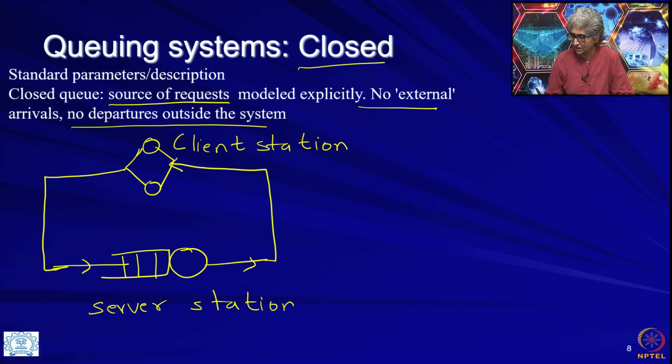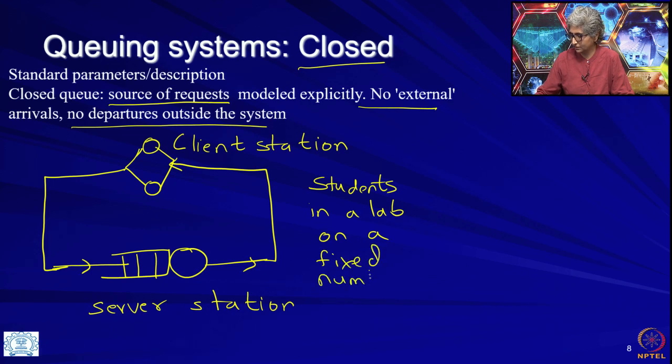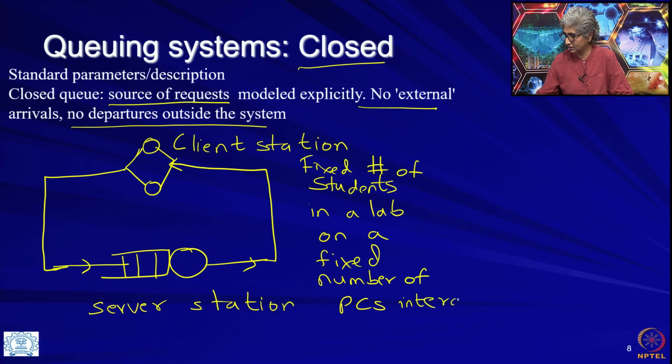What does this represent? You can think that this represents, let's say, there are students in a lab on a fixed number of PCs, so a fixed number of students in a lab on a fixed number of PCs interacting with the institute server, some server.